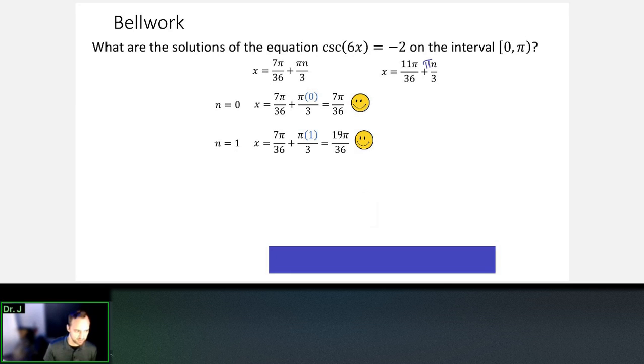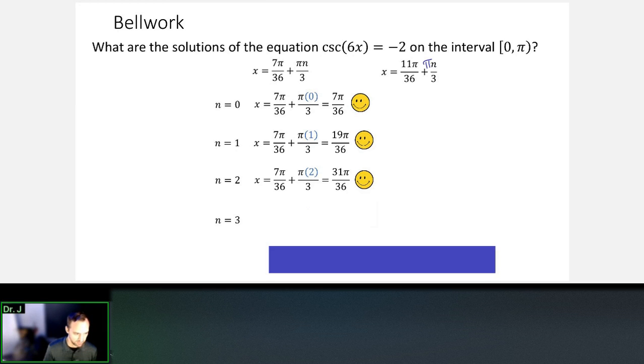All right, now let's go to the next one. Let's do n equals 2. Hit the back arrow on your calculator, change the 1 to a 2, and hit enter. What do you get? 31 pi over 36. Is that number between 0 and pi? Sure is. 31 over 36 is less than 1 and greater than 0. So, yep. Then we go to n equals 3.